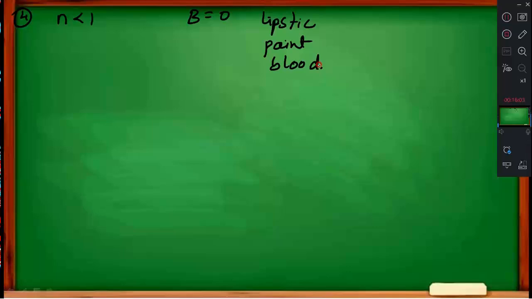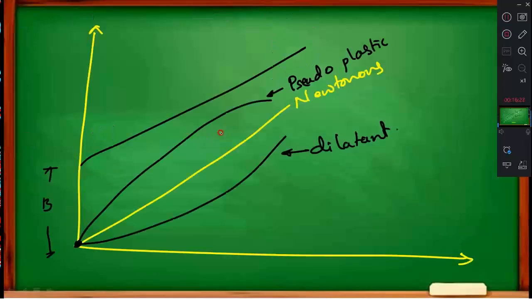Polymeric solution is an example. Polymeric solution, blood, paint, lipstick, these are all examples of pseudoplastic. Then we have a fifth one. In this fifth one I will make n less than 1 but b not equal to 0. How may you get a graph? B not equal to 0 here, n less than 1, concave.